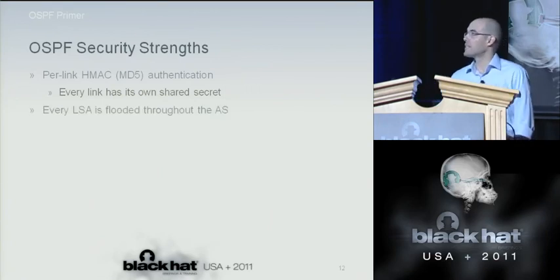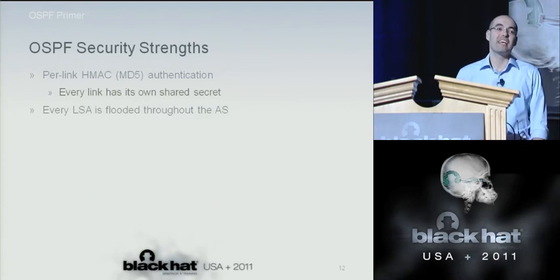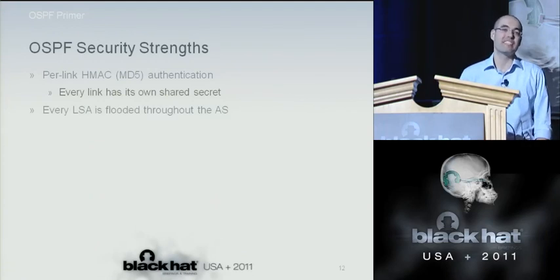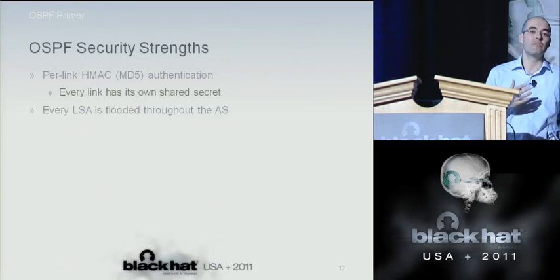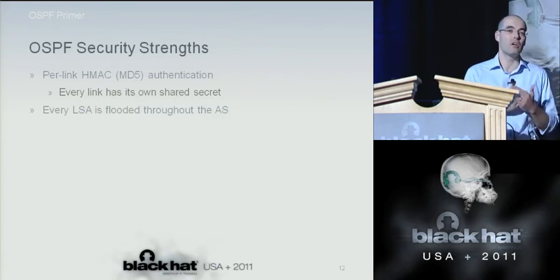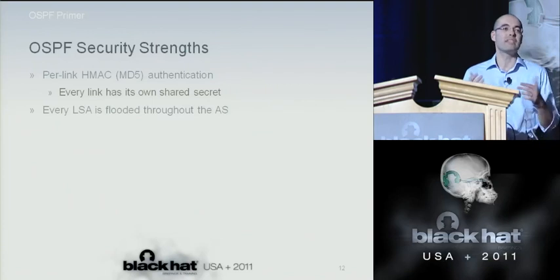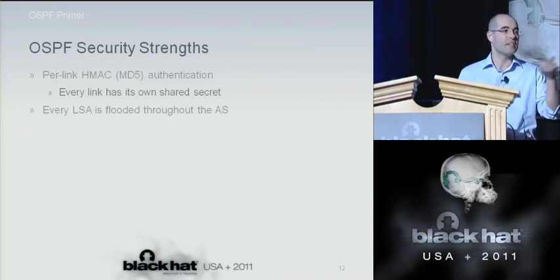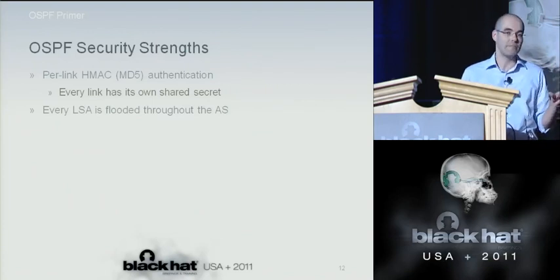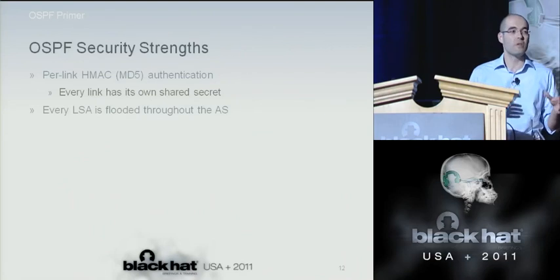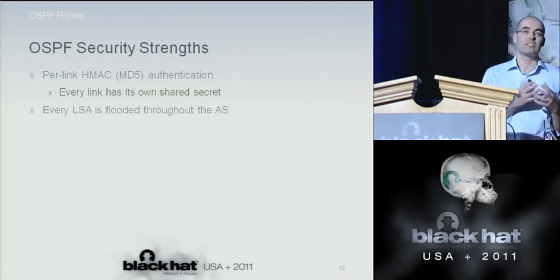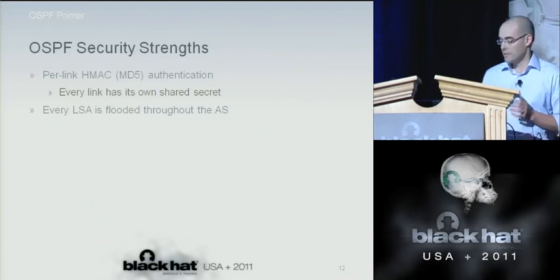Another security strength is that each and every LSA is flooded throughout the network. This means that a single malicious router cannot block or prevent an LSA from being flooded to other routers, as long as there is another path that doesn't go through that malicious router. So in the general case, a malicious router cannot prevent an LSA from ever reaching other routers.